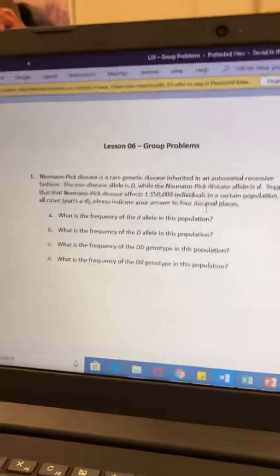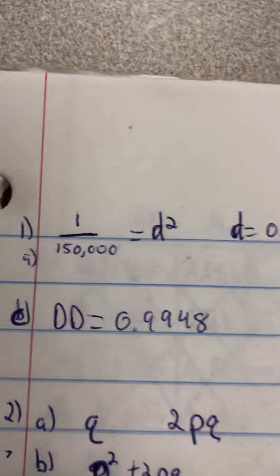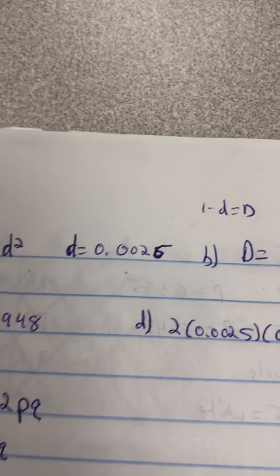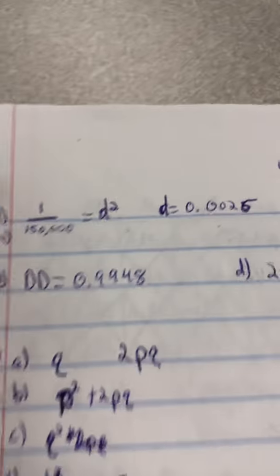The first one has to do with Niemann-Pick disease, and we're talking about the frequency of the D allele. It's 1 in 150,000 individuals, so that would be our D squared value, which means you have to take the square root of that to get D, which is 0.0025 or 26, and then subtract that from 1 to get your D dominant allele.